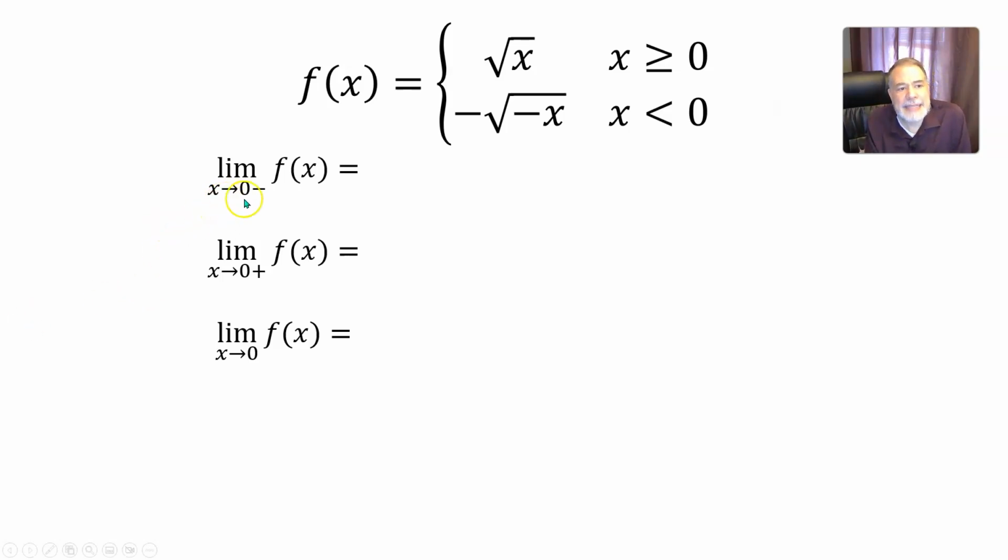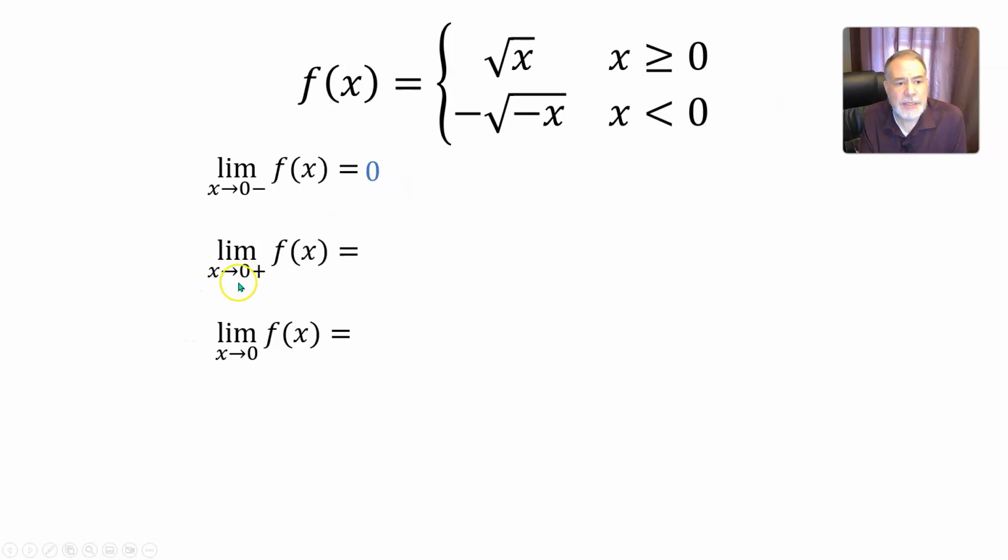So what happens as x approaches 0 from the left? X approaching 0 from the left means we only care about x's that are less than 0. So we're only focusing on this part of the definition. And as x gets close to 0, minus x is getting close to 0. The square root of that is getting close to the square root of 0, which is 0. And minus that is approaching minus 0, which is 0. So that limit is 0.